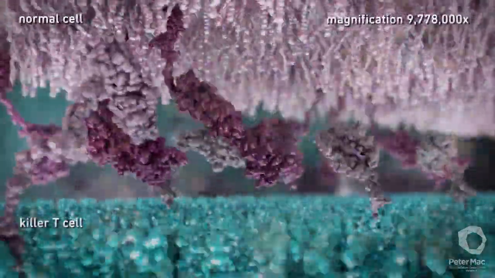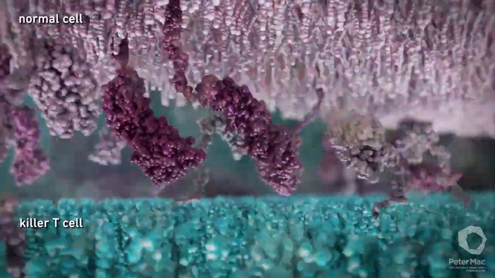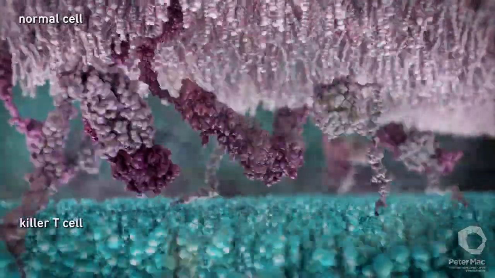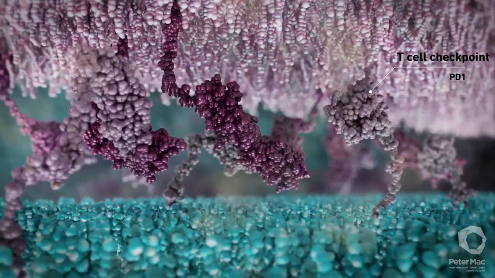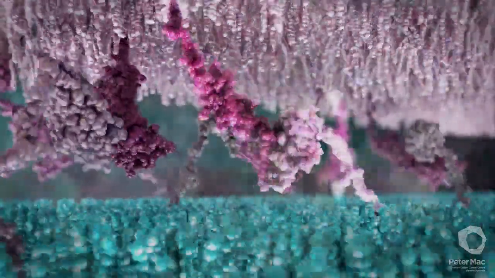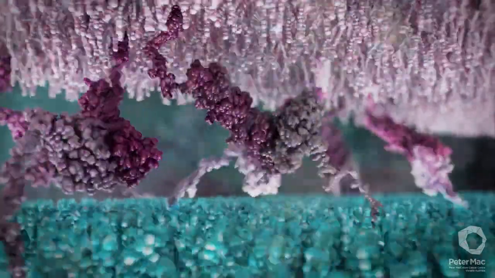Here are some different killer T cell surface receptors. Killer T cells can also differentiate between normal and abnormal cells by using surface checkpoint molecules to look for matching checkpoints on other cells to which it can bind. Once bound, the other cell is seen as normal and won't be harmed by the killer T cell.